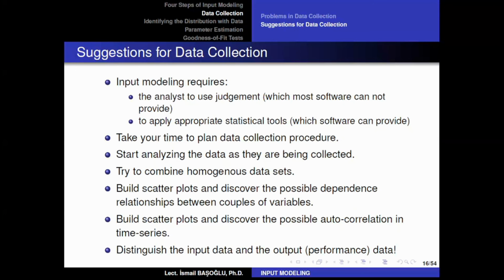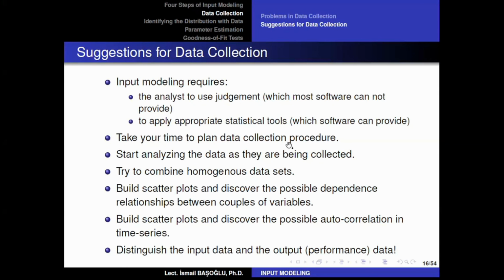We need to work with the software in input modeling. However, we also need to rely on our knowledge and judgment as well. Secondly, another suggestion, we need to take some time to plan how we are going to collect data.